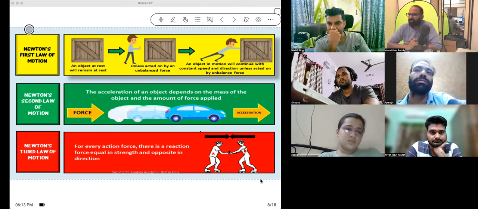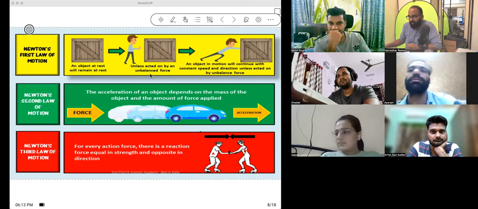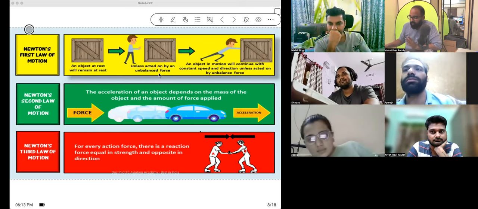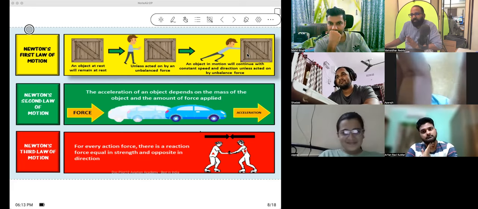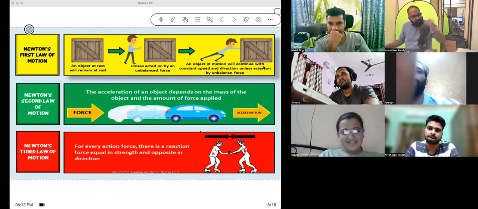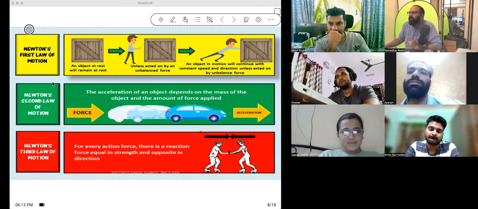Clear? That is Newton's first law. An object will remain at rest, like me watching Netflix, unless acted upon by an unbalanced external force, that is my wife. Too dangerous. Or if the object is in motion, it also needs some force to be acted upon so that it will stop or change its path. Newton's first law. Second law.